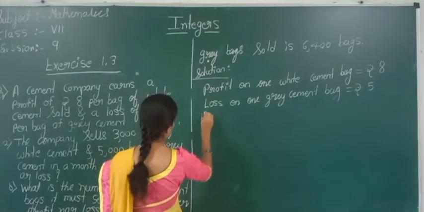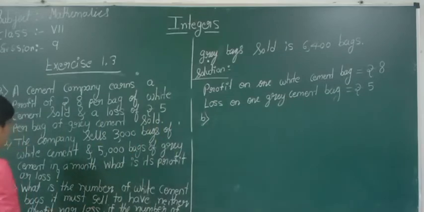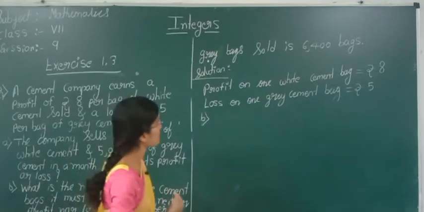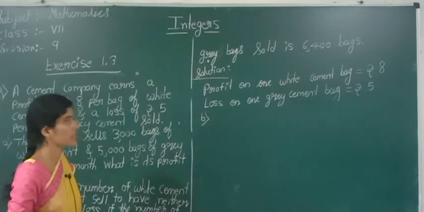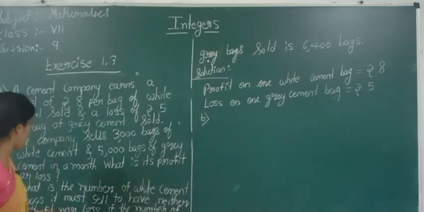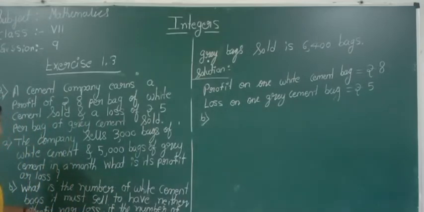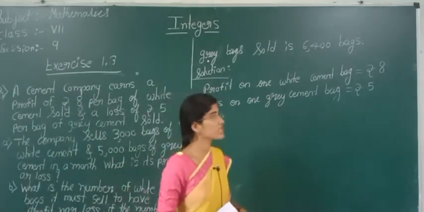Now see here, what is the B question? What is the number of white cement bags it must sell to have neither profit nor loss if the number of grey bags sold is 6,400 bags? See here, they are giving a condition: how many white cement bags are to be sold in such a way that profit is equal to loss. Neither profit nor loss should happen if the number of grey bags sold is 6,400 bags.